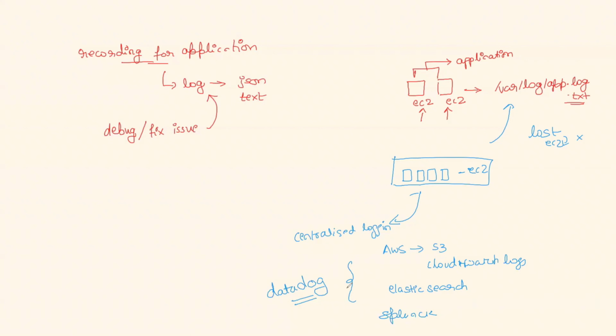To get a complete picture of the behavior of our application in terms of information, debugging, error, warnings, etc., we have to utilize what we call centralized logging. If I were to be using an AWS cloud or any kind of cloud, we can use the inbuilt logging mechanism. In AWS, we have S3 or CloudWatch logs, or we can also explore Elasticsearch, Splunk, and Datadog.